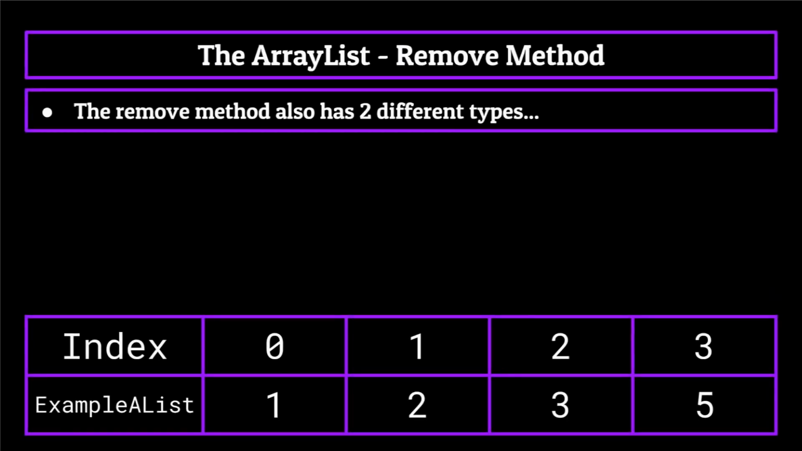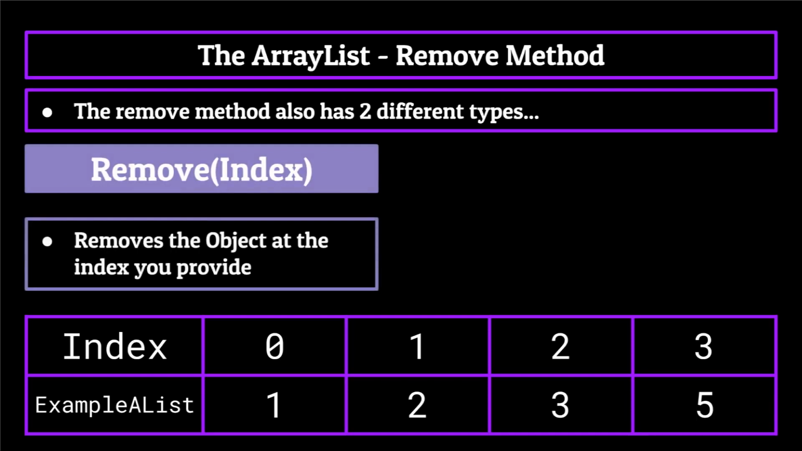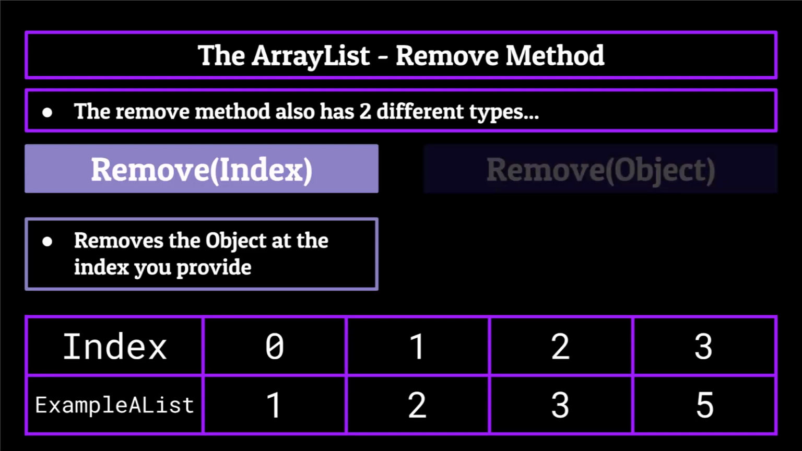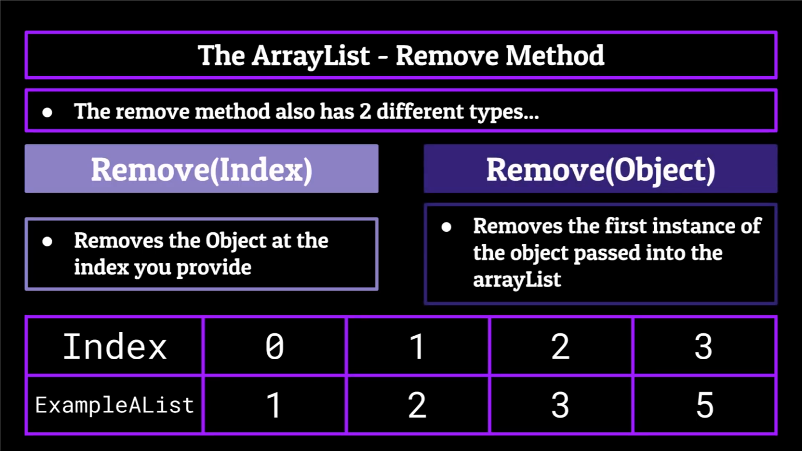Now the next method that comes pre-packaged in the ArrayList class is the remove method, and this one also comes with two different types. The first takes in an integer as an argument, and just as the name suggests, will remove the object, if there is one, at the index location provided and return it back to the user. The second takes in an object and will simply remove the first instance of that object within the array list, if present, and will then return true or false depending on whether an object was removed.